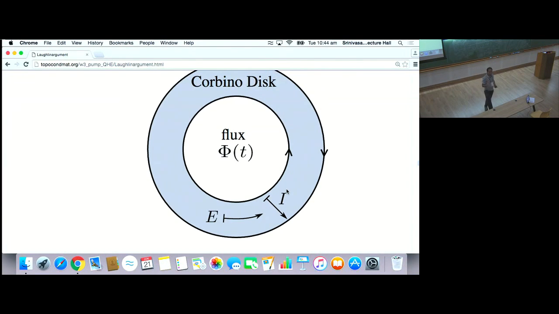It could be 0, and I have to argue why it's not 0, but it tells me that it has to be an integer.